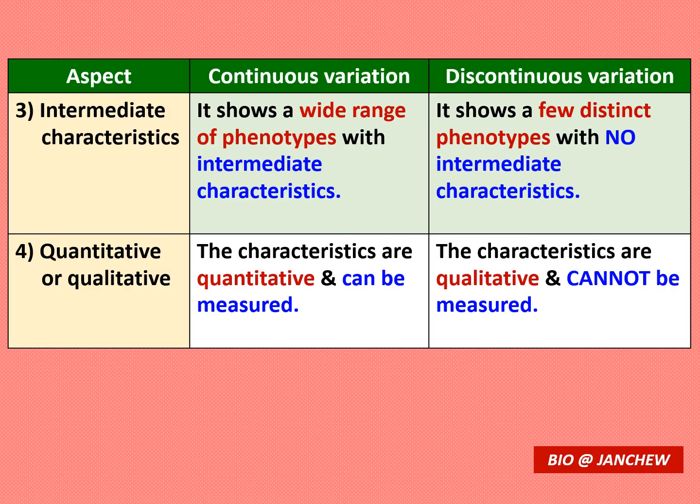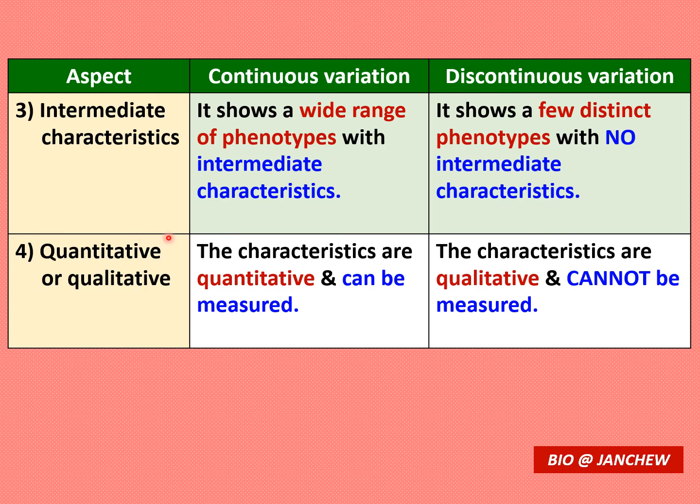Now, how about intermediate characteristics? Continuous variation shows a wide range of phenotypes with intermediate characteristics. That's why there are so many phenotypes. Phenotypes means the observable characteristics such as the height or body weight or the hand span and so forth. Now, for discontinuous variation, it shows a few distinct phenotypes only with no intermediate characteristics. All right.